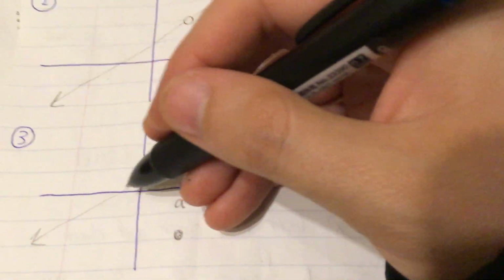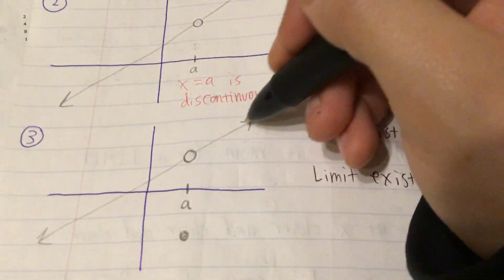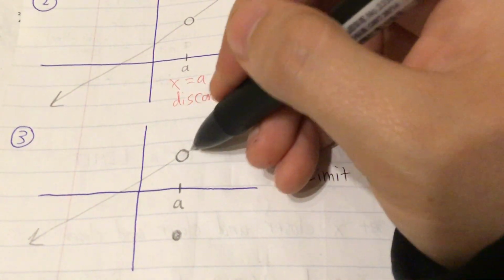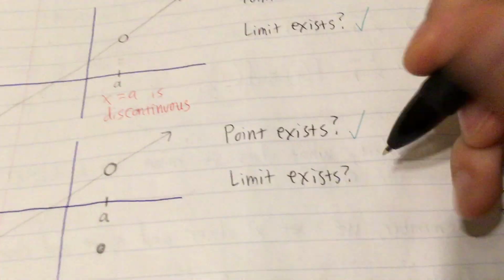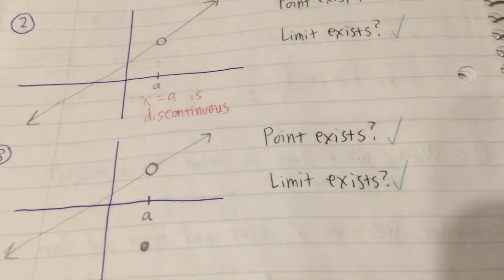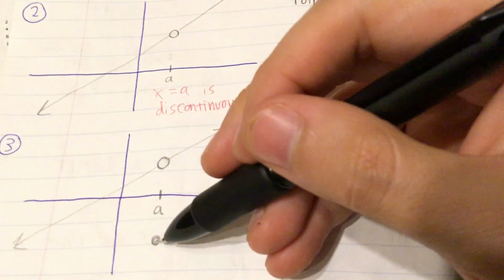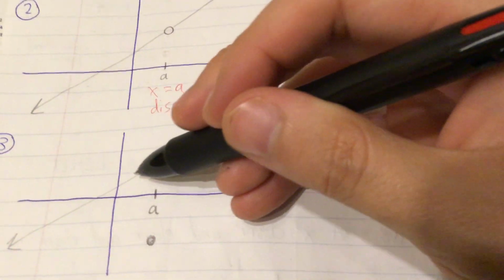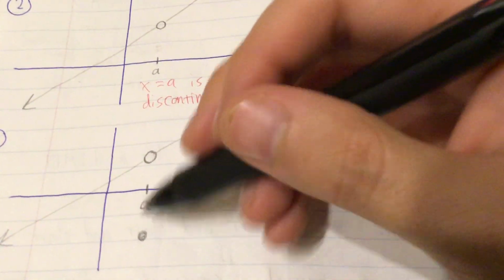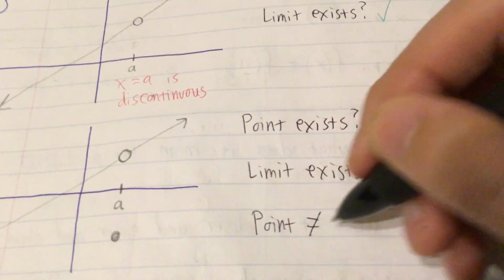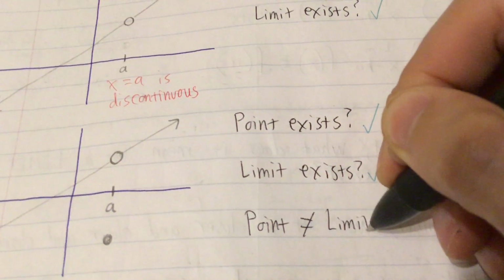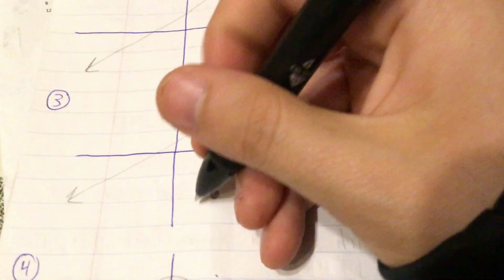So I'm going to approach x equals a from the curve, from the left and the right side, and they meet right there. They want to go there. So the limit does exist. Now for the final requirement, does the point match up with the limit? The left and right want to go here, but the point is actually here. So the point does not actually meet up with the limit. So x equals a is discontinuous.